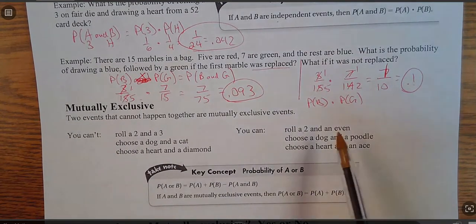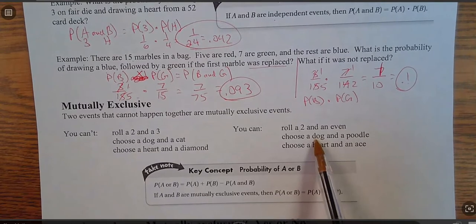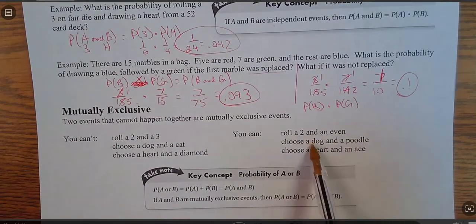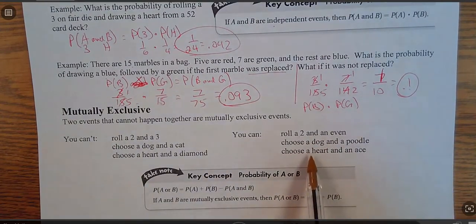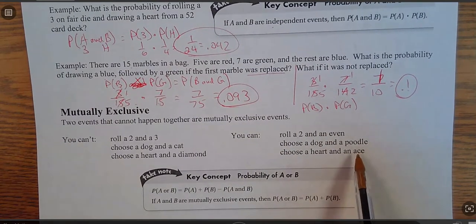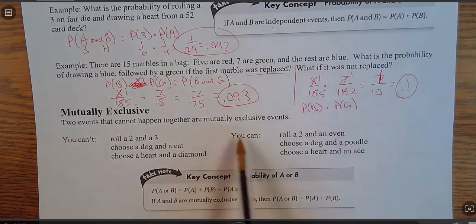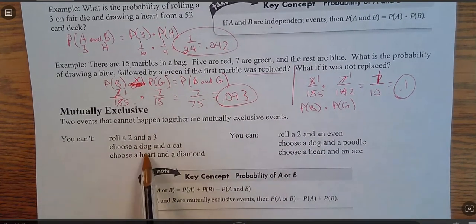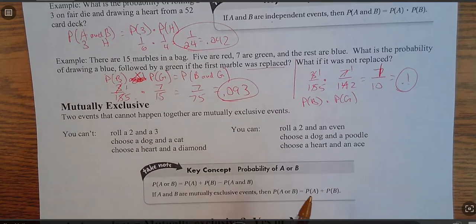That's okay. Or I could choose a dog and a poodle. If I get 1 pet, it could be a dog and a poodle at the same time. Or I could choose a heart that's also an ace. The ace of hearts is both. So these are not mutually exclusive. These are mutually exclusive. Okay.